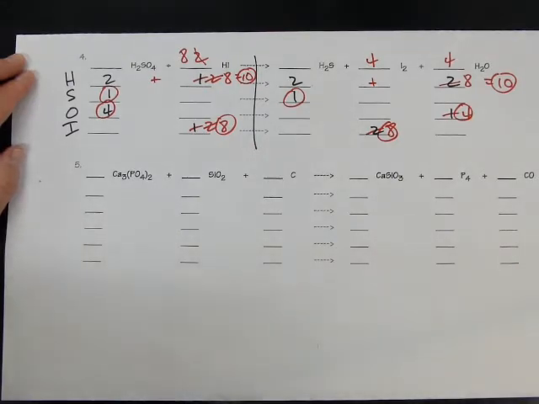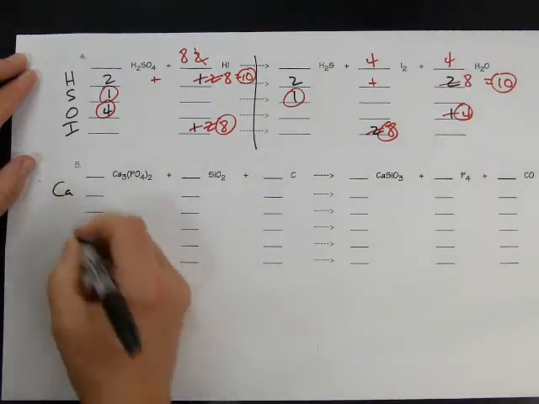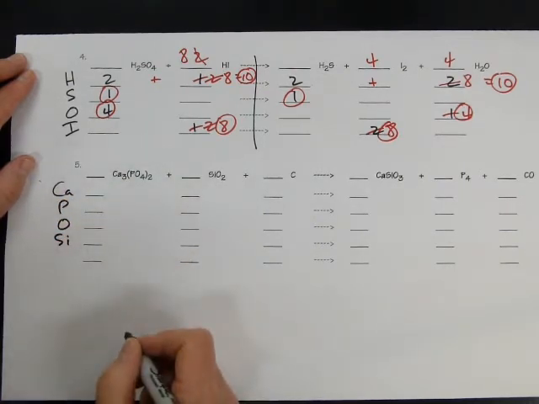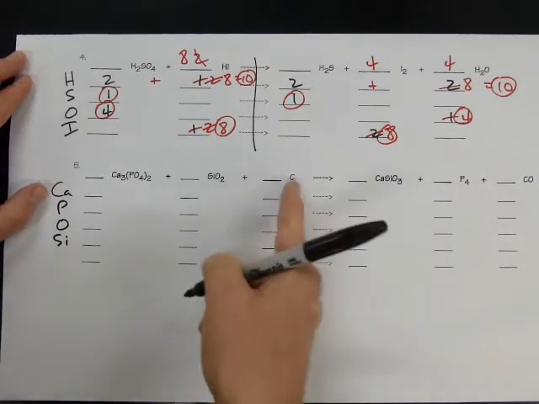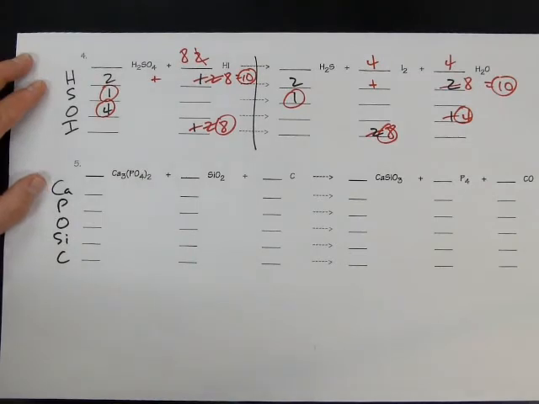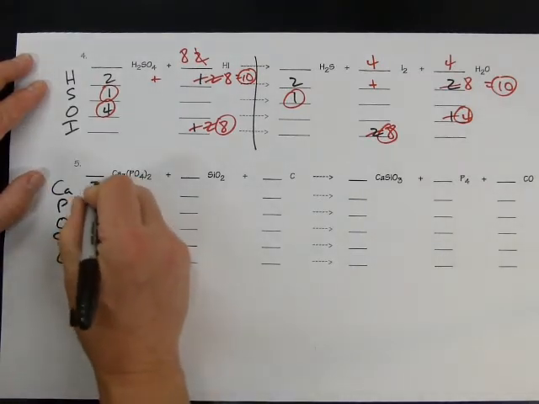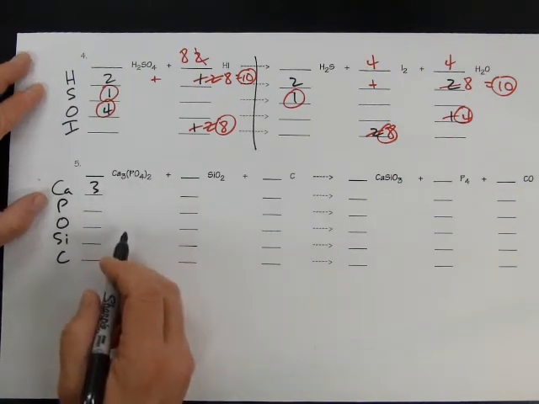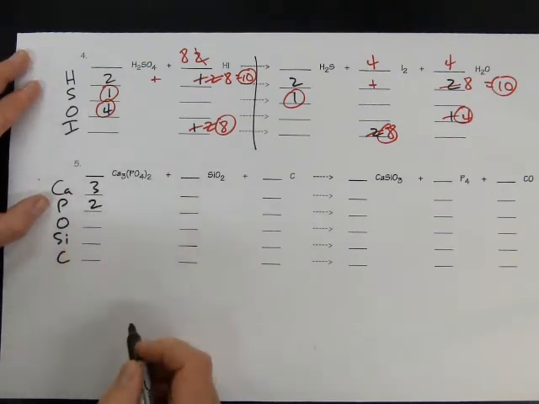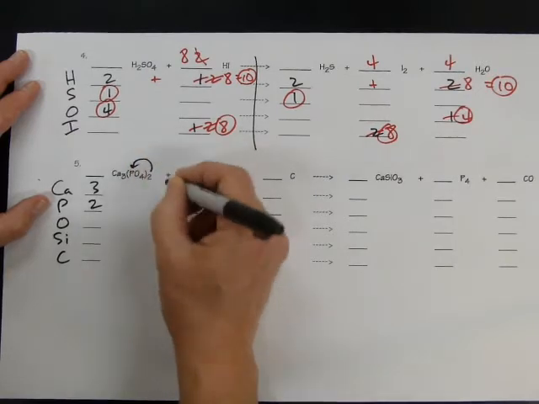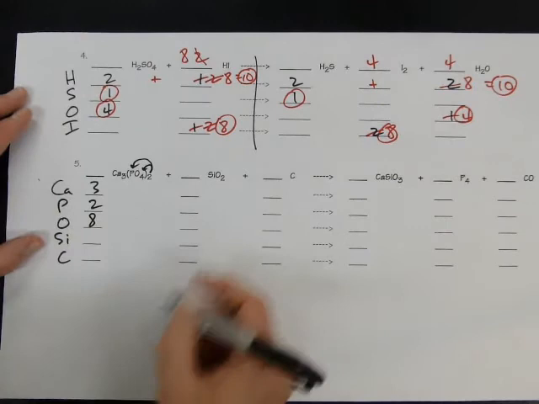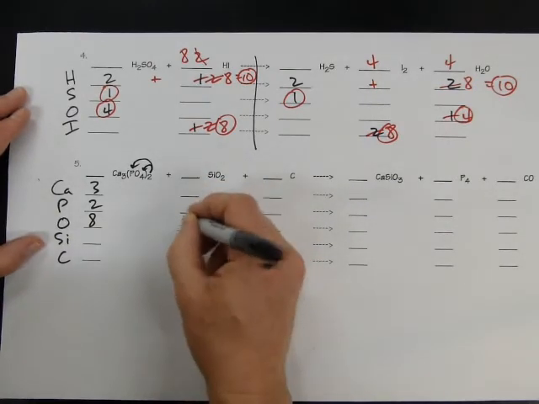Alright, let's do the last one. Calcium, phosphorus, oxygen, silicon. Oh, I had an extra line. Oh, there's carbon over there. Carbon. Alright, so there's 3 calciums, and I'm going to distribute the subscript of 2 into the parentheses to make 2 phosphorus. 2 multiplies by that, 2 multiplies by that, so there's 8 oxygens. Silicon is 1 and oxygen is 2.